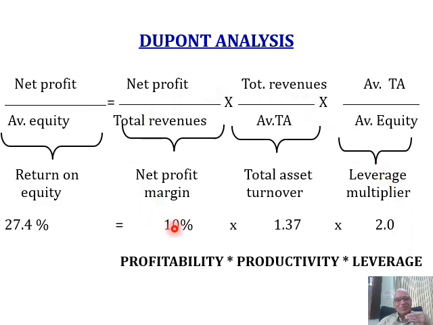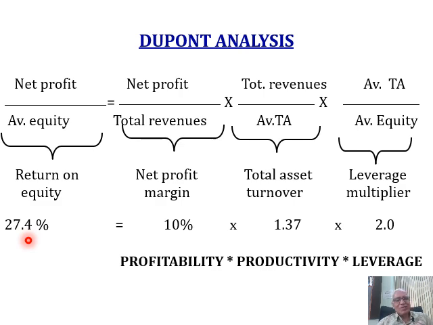This reflects how much money the firm is making for every rupee of revenues. This reflects how much of revenue is being generated for every rupee of assets deployed in the firm. This reflects how much of assets are being created for every rupee of equity being employed in the firm. So a multiplication of these three numbers gives us return on equity. So this is a very, very useful equation.